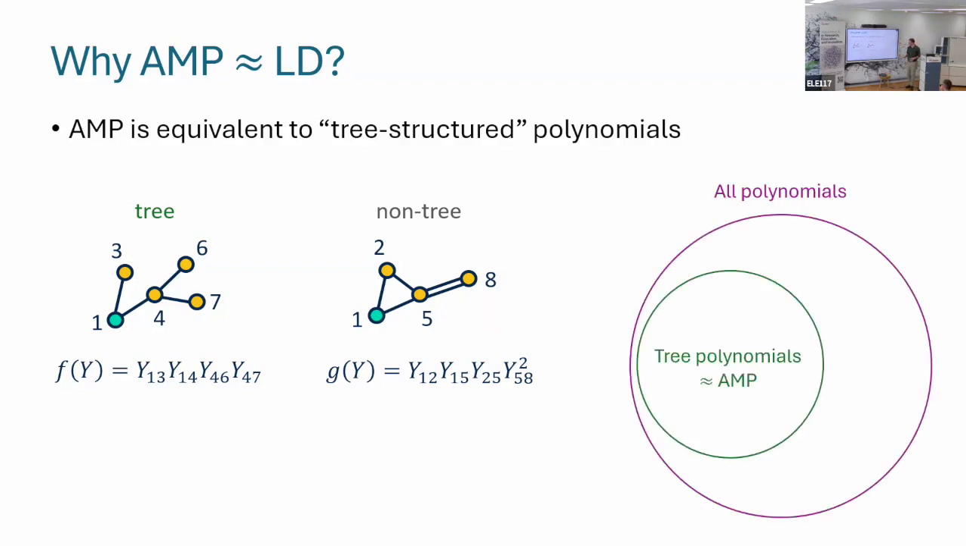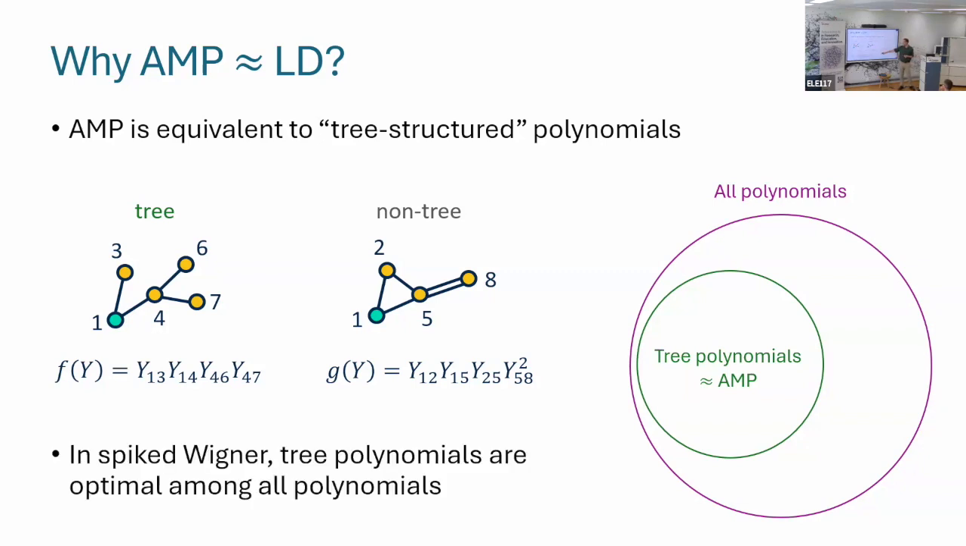What turns out to be true is that, within the space of all polynomials, tree polynomials are equivalent to AMP. In one direction, if you take the AMP algorithm and approximate it by a polynomial, you effectively get a tree polynomial plus some lower order terms. And on the converse, if you have any tree polynomial, you can construct an AMP scheme that computes it. So those two things are tied together.